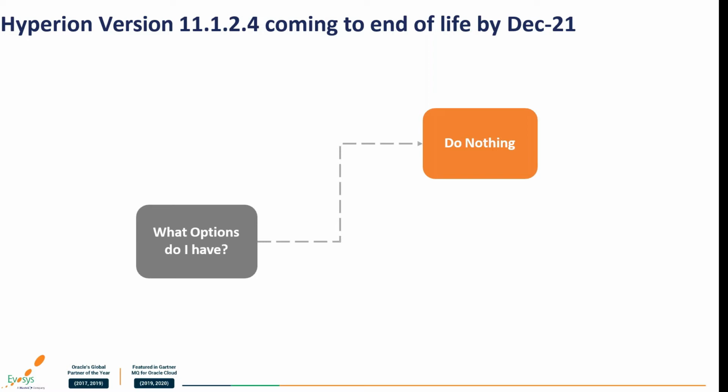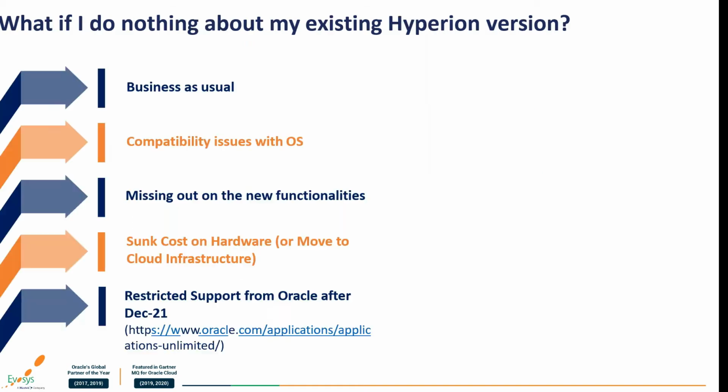Now, coming to the main question. So yes, Hyperion version 11.1.2.4 or any version lesser than that comes to end of life by December 21. What options do we have? The first option is, let's say you say, what if I do nothing? What if I really don't want to do anything? I want to continue with the version that I have, and we'll work as business as usual. In that situation, what would happen is that yes, your business will work as usual.